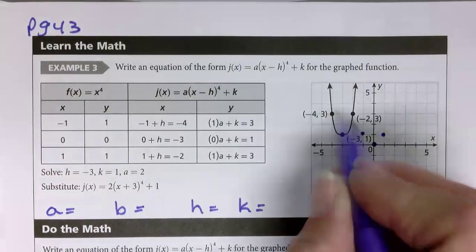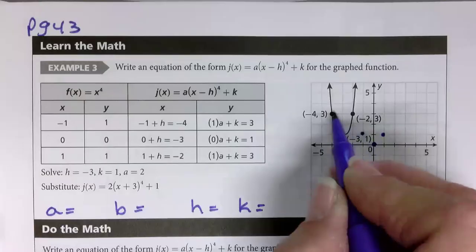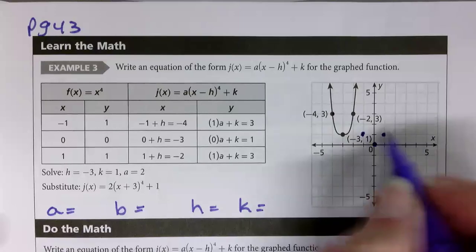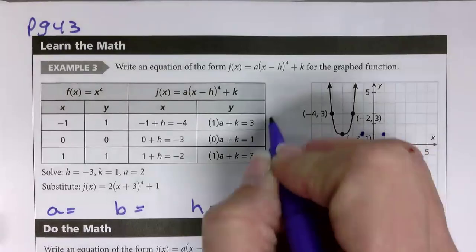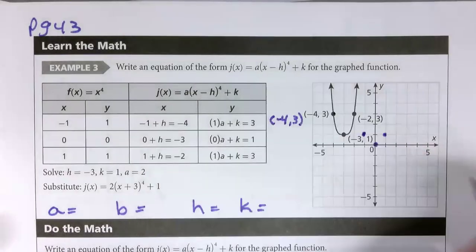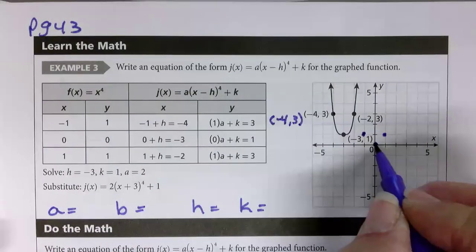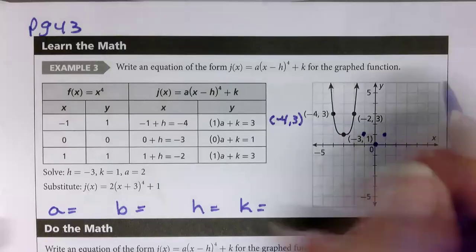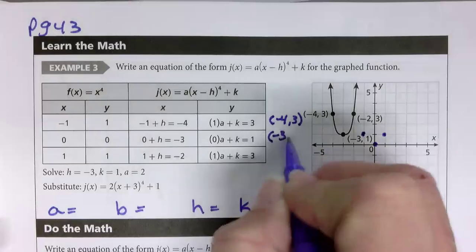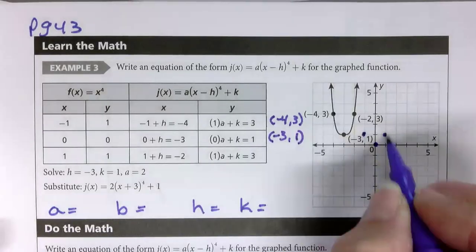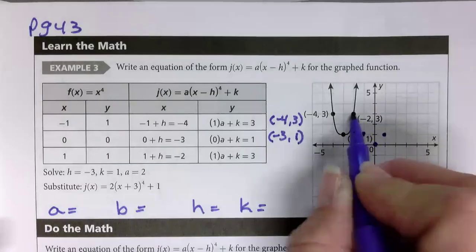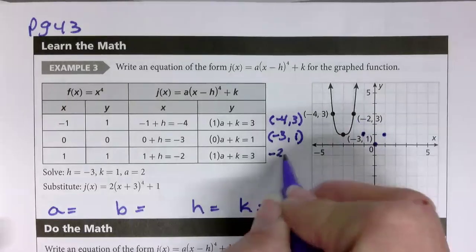And so we start with which point on the new parabola coordinates with the point on our original parabola. So our -1, 1 is now a -4, 3. What used to be a 0, 0 for our vertex is now a -3, 1. And what used to be a 1, 1 is now this new point, which is -2, 3.